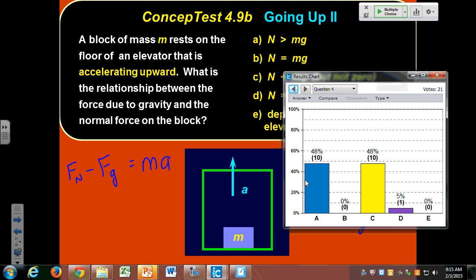All right, so the answer here is A, that my normal force is bigger. Because if I have a positive value over here, then this value must be bigger than this value, right? Like if this is 8 and this is 5, then this is going to be 3. So my normal force is bigger when I'm zooming up.